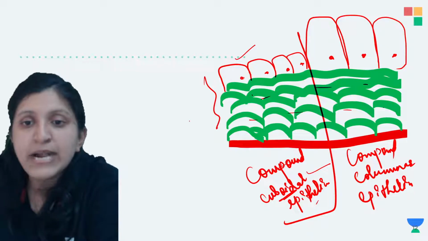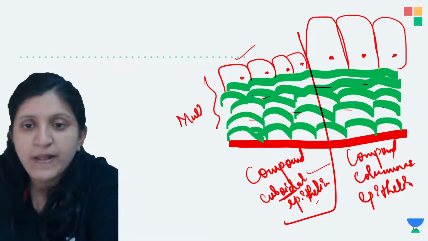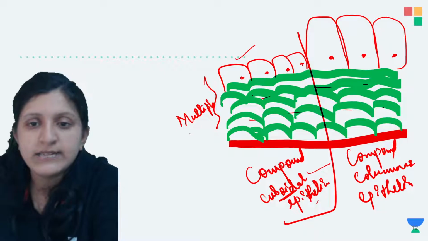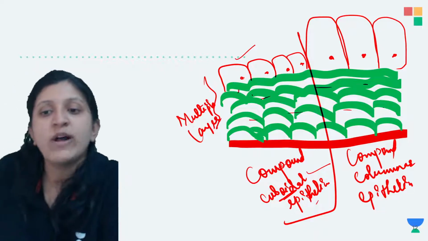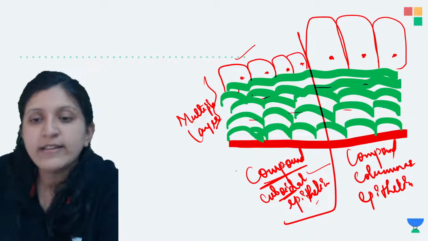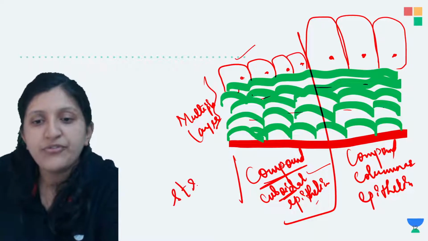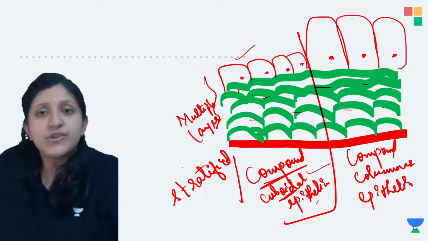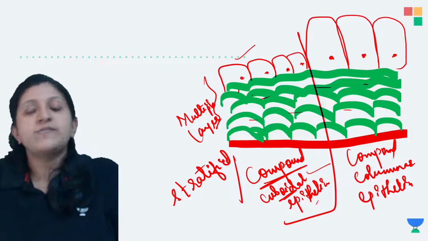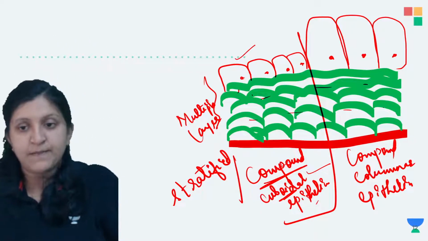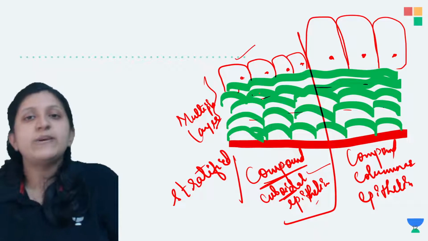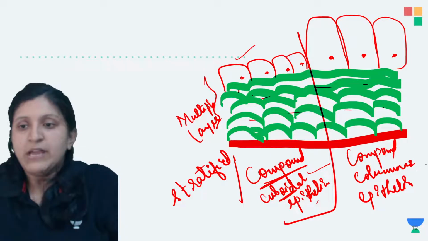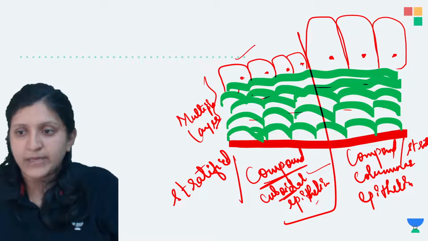Since there are multiple layers here, we call this a compound. Another name for compound is stratified. So what is stratified? Stratified epithelium, or compound epithelium, is basically where multiple layers are there. So here also this can be called a compound or a stratified.